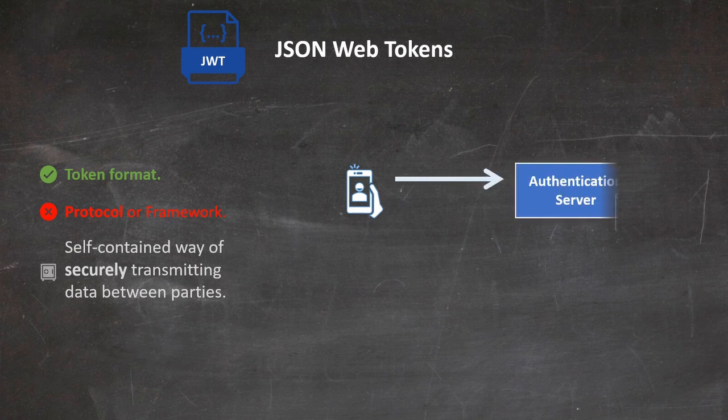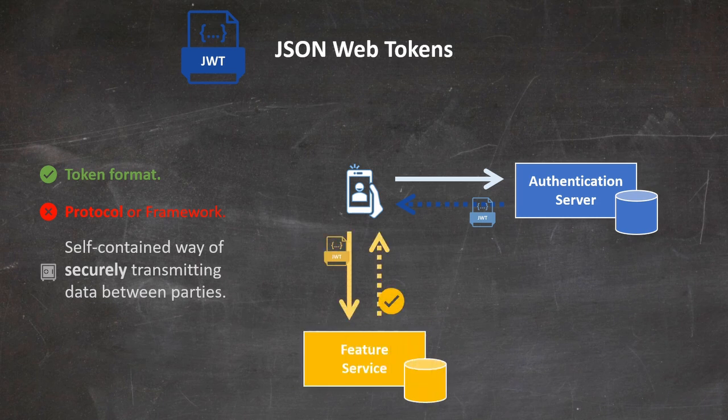Here's how it works. When a user logs in, the authentication server creates a JWT containing a payload of user data and a signature. This token is then sent back to the user. For subsequent requests, the user includes this token, allowing each microservice to verify the user's identity without needing to contact the authentication server again. The beauty of JWTs lies in their statelessness.